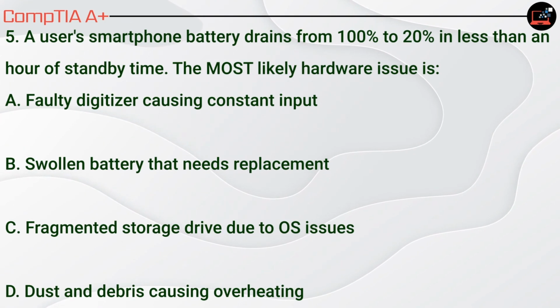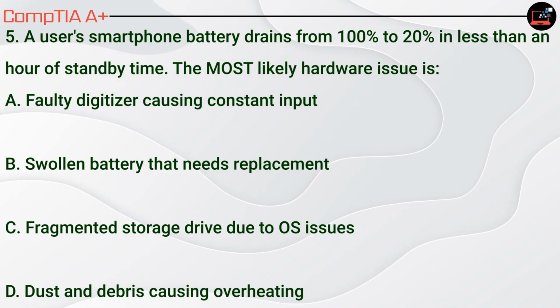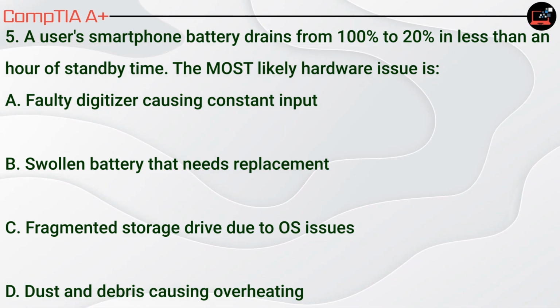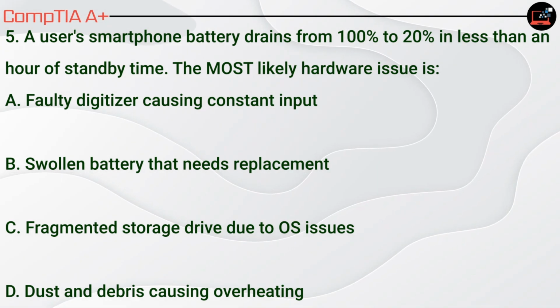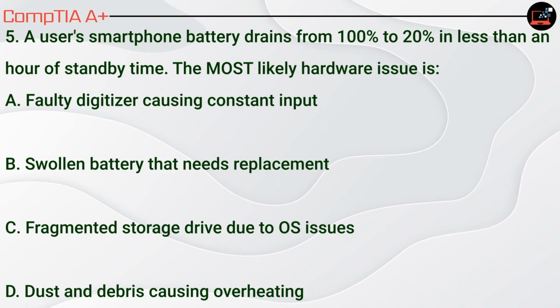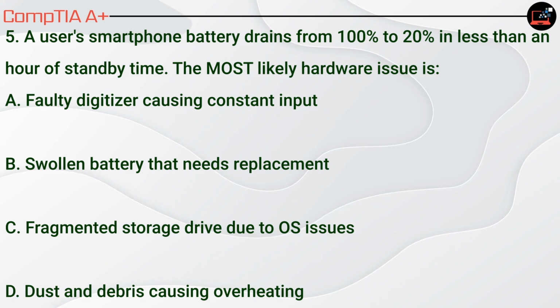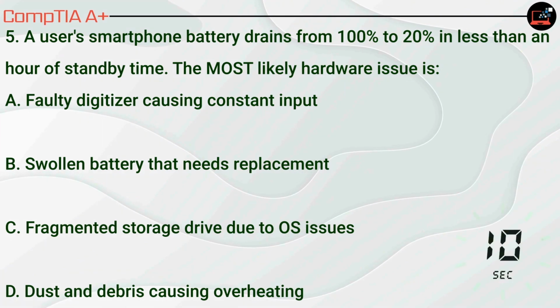Five, a user's smartphone battery drains from 100% to 20% in less than an hour of standby time. The most likely hardware issue is A, faulty digitizer causing constant input, B, swollen battery that needs replacement, C, fragmented storage drive due to OS issues, D, dust and debris causing overheating.